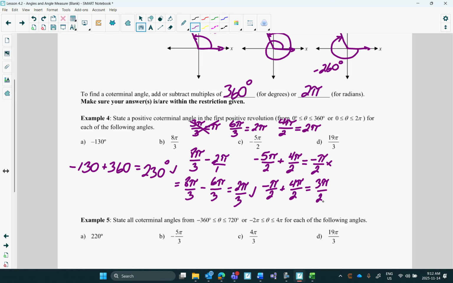Is that in here? Yes, because remember, this is 4 pi over 2, right? If I were to add another 4 pi over 2, I'd get too big, wouldn't I? So I'm done.